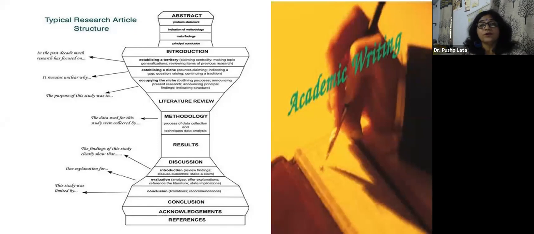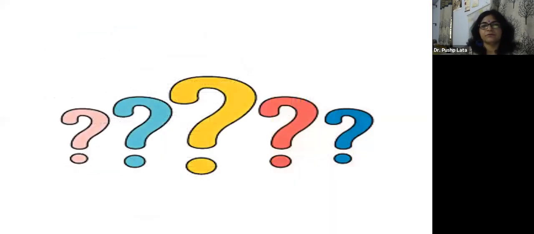Now, one of the key aspects which we ignore as researchers is the language and the style part. You have an understanding of the concepts, of the methodology, of how you will be writing, but you need to know how to write. So this is the backdrop with which we are writing.